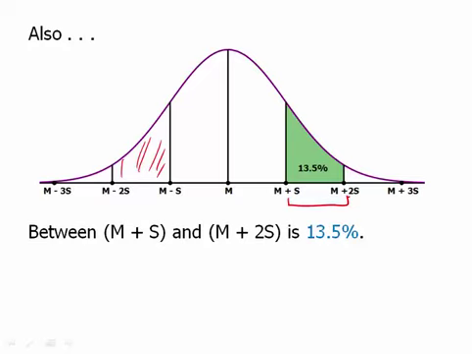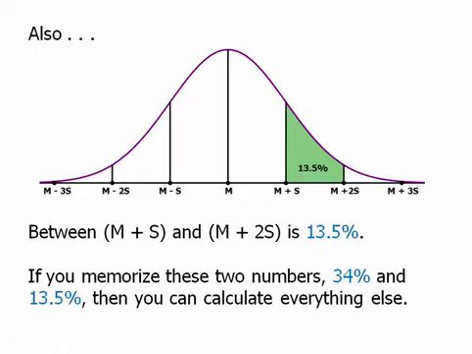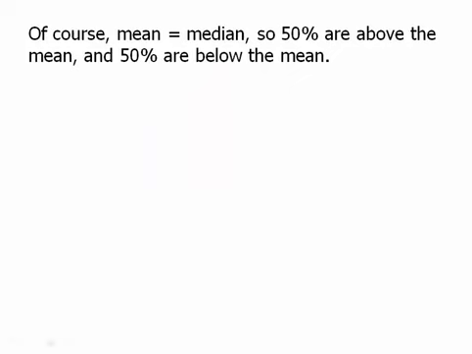And from these pieces, you realize you could build all kinds of things. For example, we could ask from the mean to two standard deviations above the mean, how much would that be? Well, that would be 34% plus 13.5, and so that would be 47.5% of the population. All you have to do is memorize those two numbers, 34% and 13.5%, and you can calculate everything else. Of course, the mean equals the median, so 50% are above the mean and 50% are below the mean. That's always true for a normal distribution.